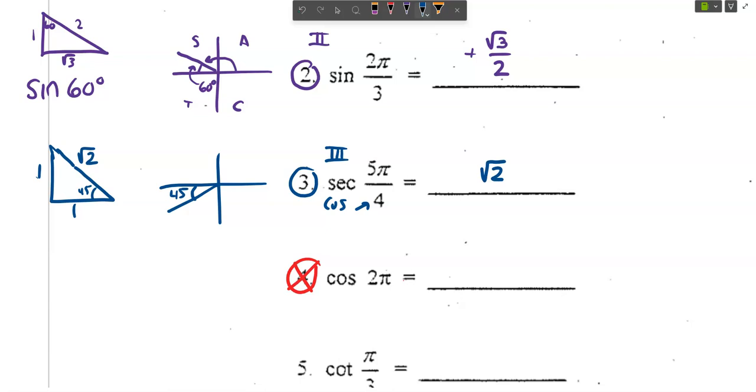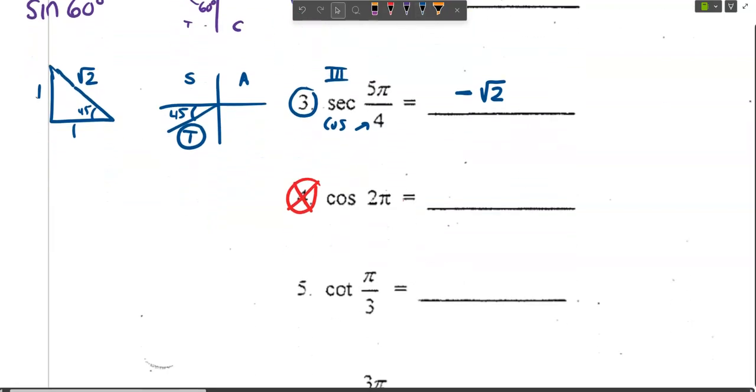We are in the third quadrant. Now let's make sure, so in quadrant 3, it's tangent and then its reciprocal cotangent that are positive. So therefore, this would be a negative answer. The answer would be negative root 2. Let's look at a different one.